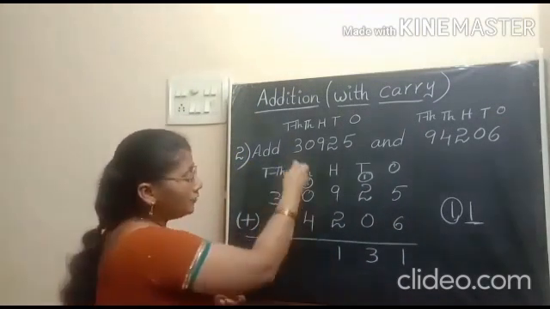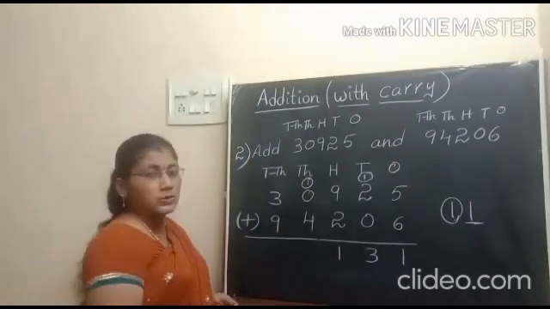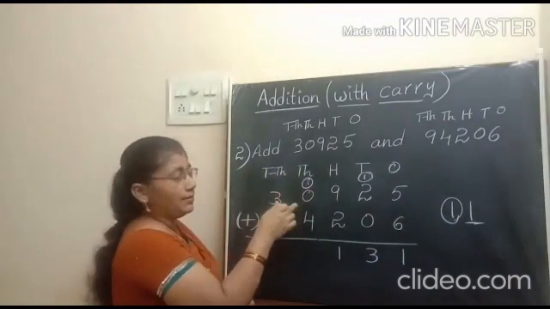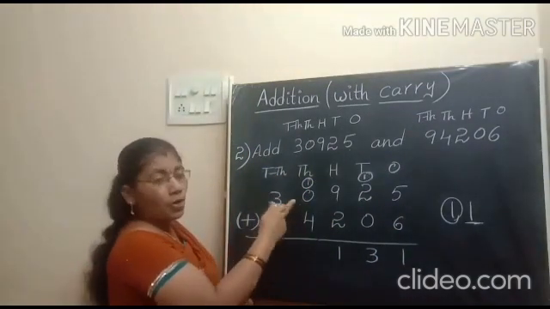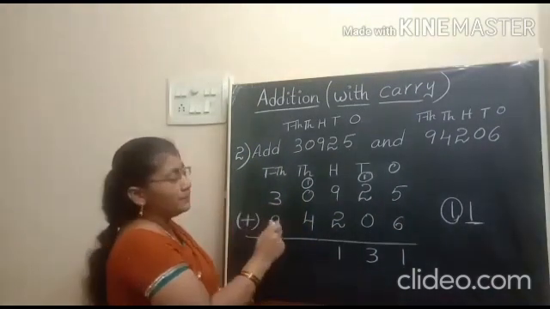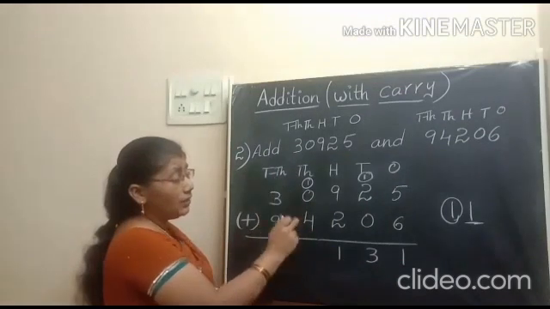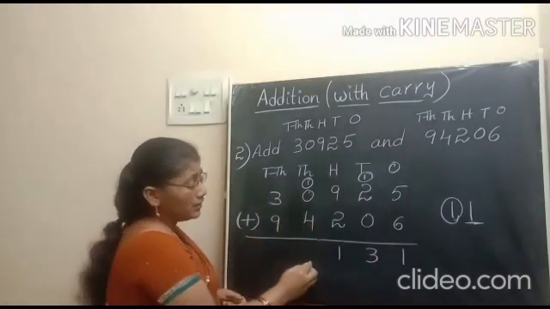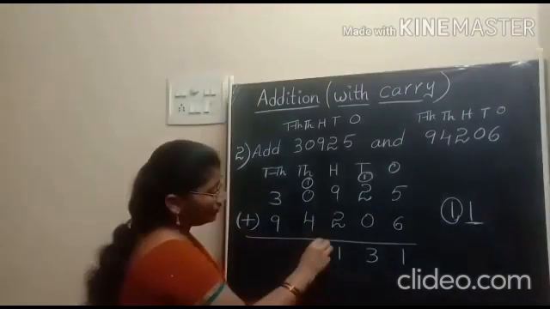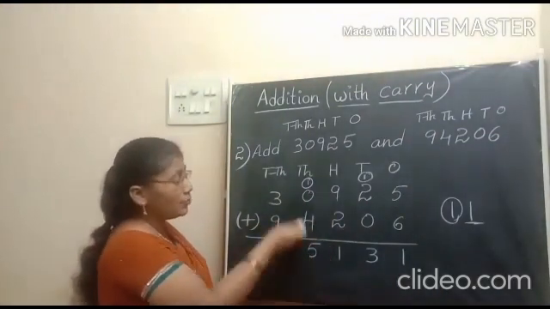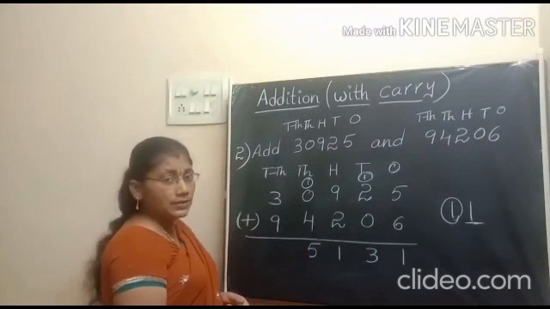Next, we have to add the digits in the thousands place. First we should start from carry. Now 1 plus 0. How much is it? 1 only. 1 plus 4. You should add that carry with 4. 1 plus 4 is 5. We get only a single digit number. There is no carry to pass to the 10,000s place.